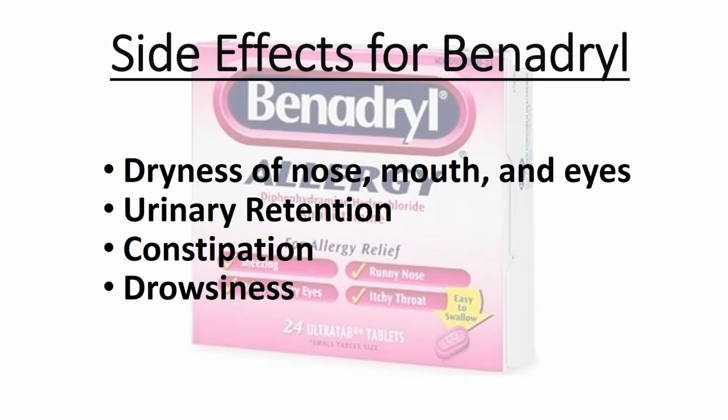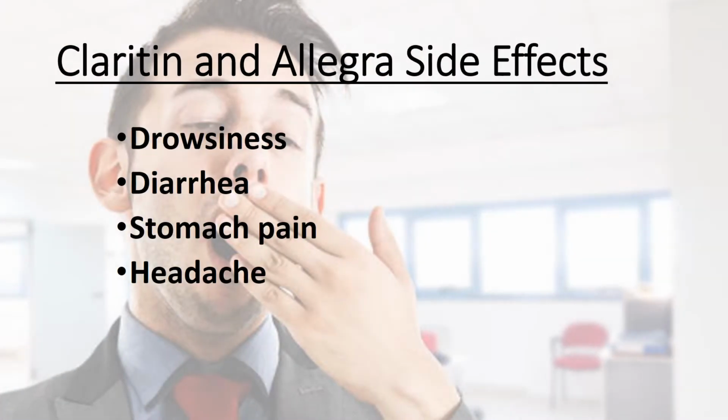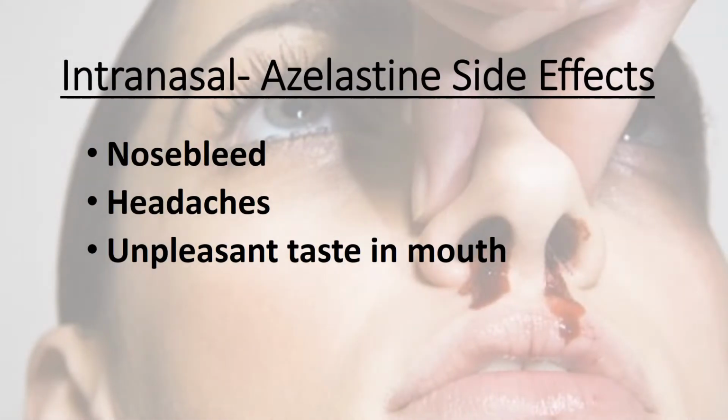Side effects for Benadryl are dryness of the nose, mouth, and eyes, urinary retention, constipation, and drowsiness. The therapeutic uses for Claritin and Allegra are seasonal allergic rhinitis or hay fever. Side effects for Claritin and Allegra are drowsiness, diarrhea, stomach pain, or headache. Side effects for ozalastin are nosebleed, headaches, or unpleasant taste in the mouth.